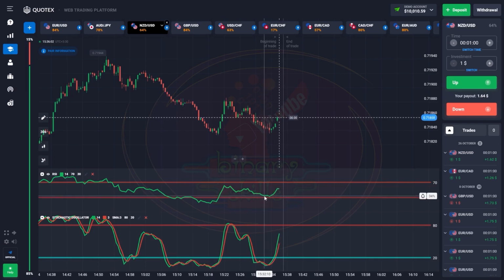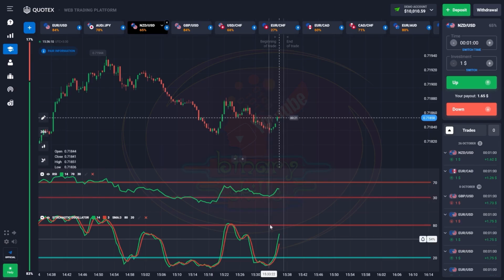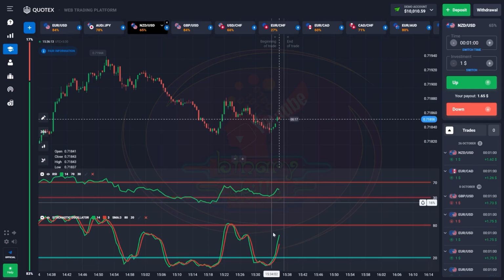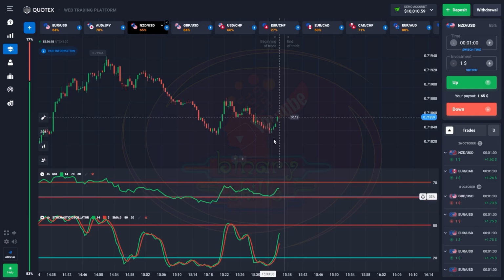This is important, guys. You need to fully understand and correctly apply strategies. The moment the RSI touched the line here, I realized the green line of the stochastic had crossed the red one, and I knew the price was going to rise. After it touched that level, I entered the trade, and as you saw, our trade closed with profit.